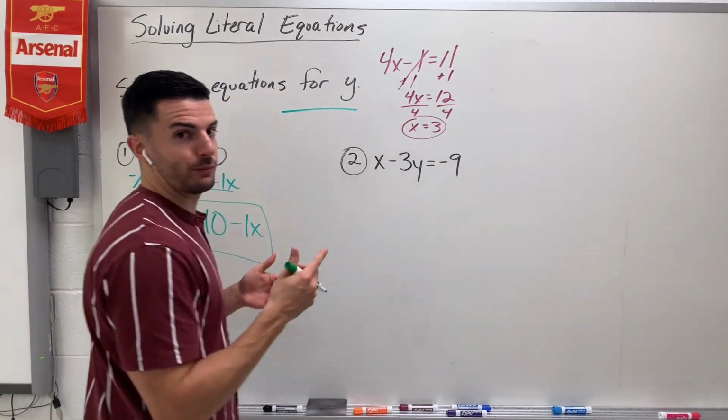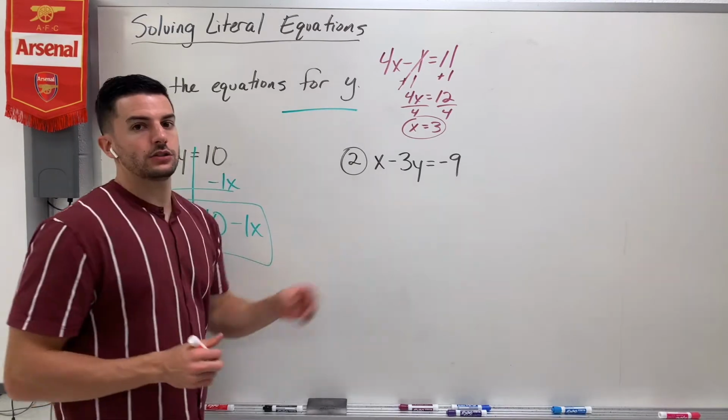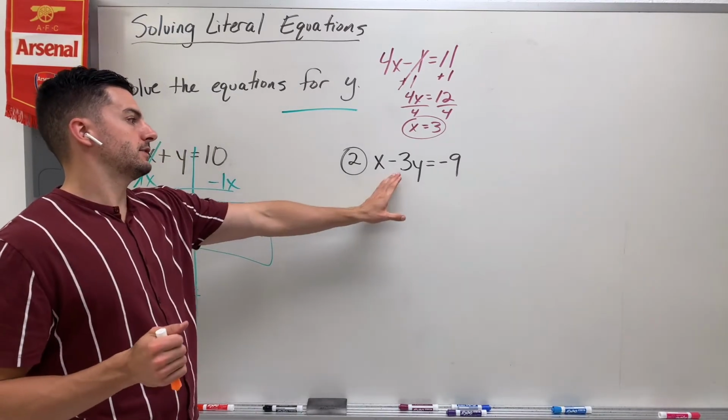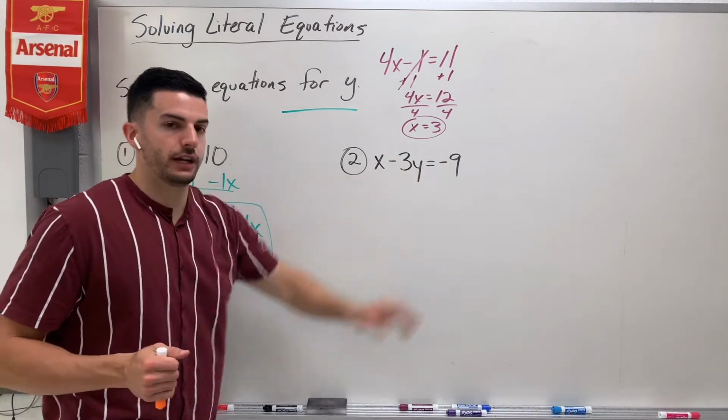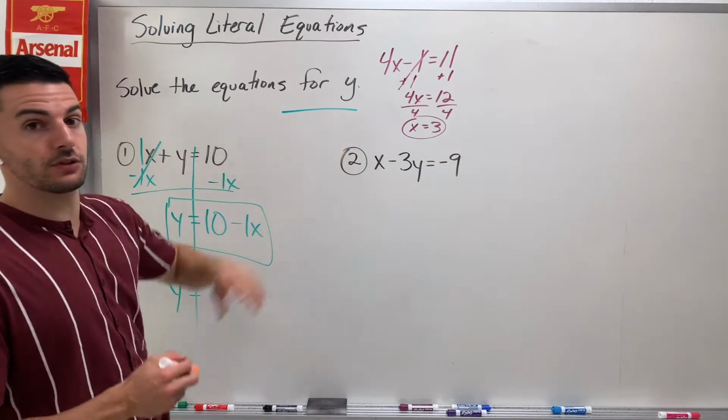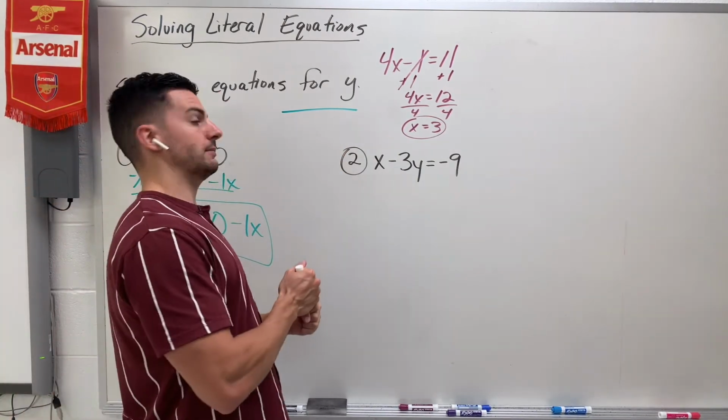And then hopefully by the end of it, it'll make a little bit more sense. So looking at number 2 here, x minus 3y equals negative 9. And again, directions are the same. Solve this for y. Okay.